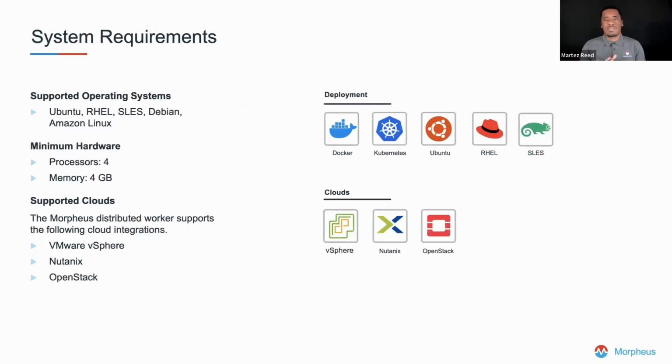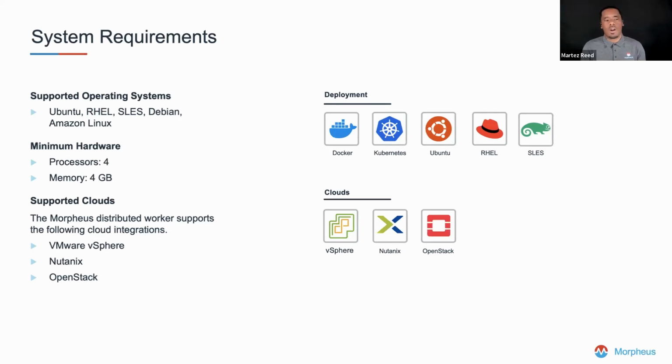Let's take a look at some of the system requirements for the Morpheus distributed worker and the ways in which it can be deployed. The Morpheus distributed worker, as I said, is a lightweight agent that can be installed in a given environment. The ways in which it can be installed are varied. There is a Docker container of the Morpheus worker, so it can be run on Docker or on Kubernetes. It can also be run as an installable package on operating systems like Ubuntu, Red Hat Enterprise Linux, as well as SUSE Linux Enterprise, and a few others.